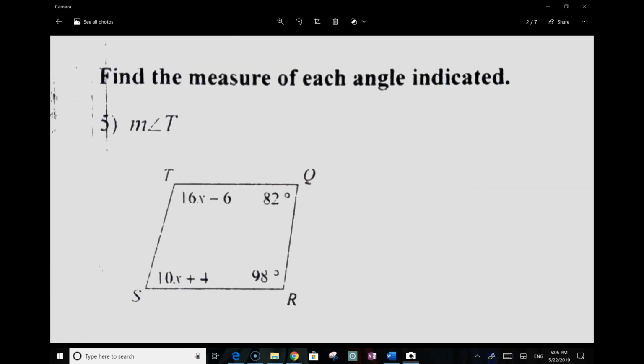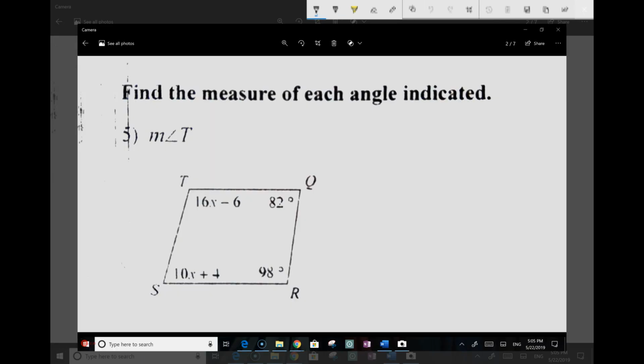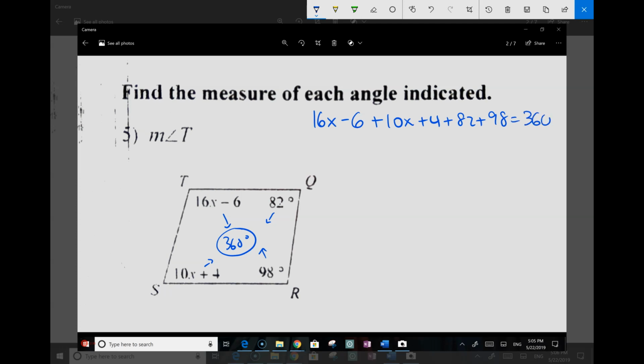In the next one, we have the same scenario, but what separates this from the first question is that we have larger expressions to work with. We don't only have numerical values, we actually have expressions involving variables. But the idea is still the same. All of these angles together make 360 degrees. And so with that in mind, I can build my equation. It would look something like this. It would be 16x minus 6, and then plus 10x plus 4, then plus 82 and 98. All that together makes 360 degrees.